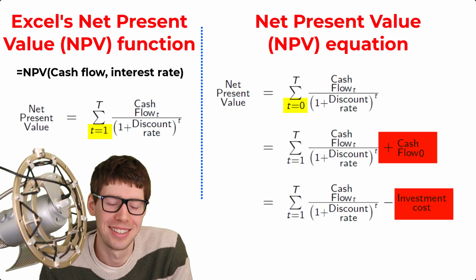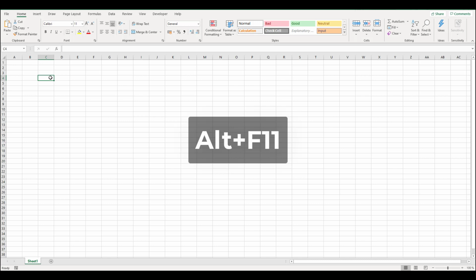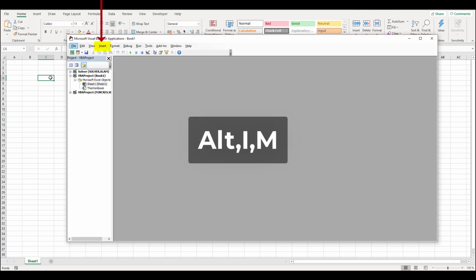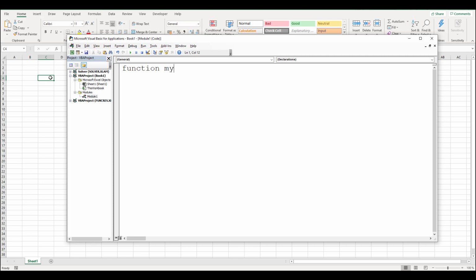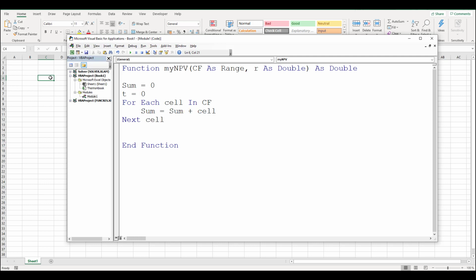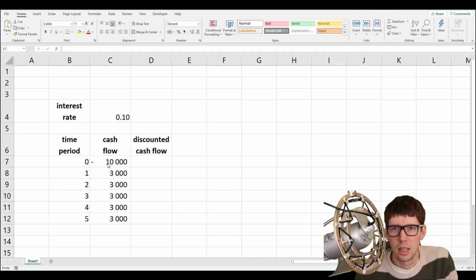How interesting. Let's start by making the code for our own NPV function. Use the Alt F11 shortcut to open up the VBA editor, and then hit Alt I M to open up a new module. And here we are back in the worksheet, and let's take a look at a very simple example.